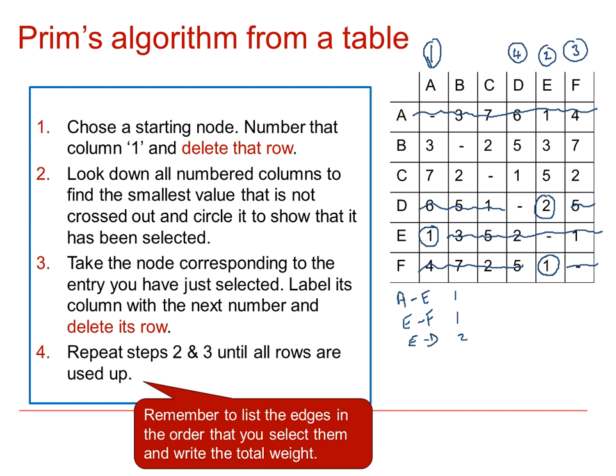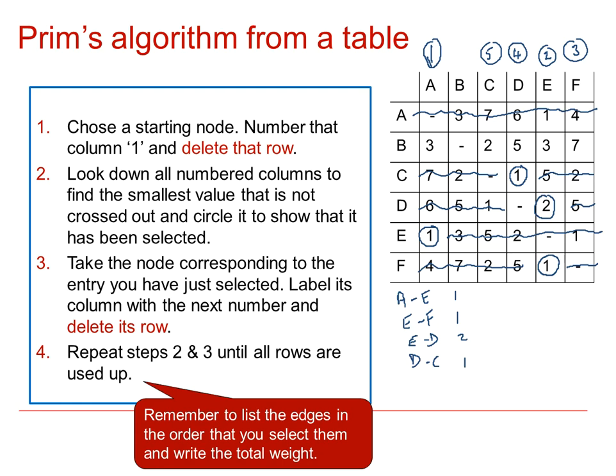We can then see that we've got a 1 appeared in the column 4, so the next one is to add that 1. So we're going then from D to C, length 1, delete the row for C and label its column number 5.